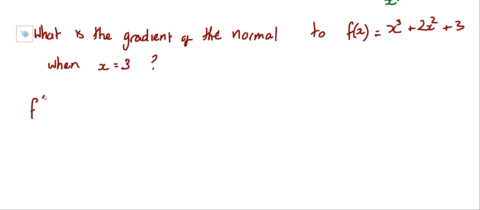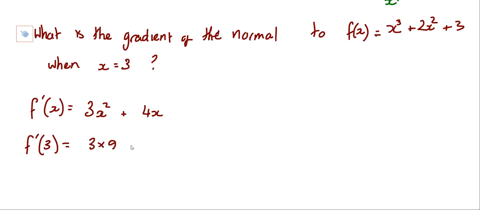So first of all, we have to find f dash of x, which is 3x squared plus 4x. Okay. So then I need to do f dash of 3, and I get 3 times 9 plus 4 times 3, which is 27 plus 12. So f dash of 3 is 39. So what's that? That's the gradient, which is also the gradient of the tangent. So what's the gradient of the normal?